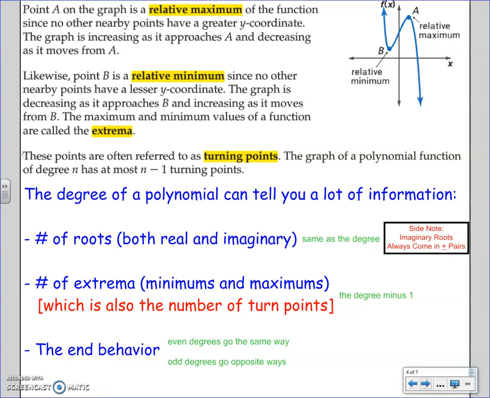The I stuff. Alright, also in my extrema, the mins and maxes, also turn points, is always the degree minus 1. And the end behavior, for even degrees, they go the same direction. For odd degrees, they go the opposite directions. One's up, one's down. Depends if the picture's flipped or not.